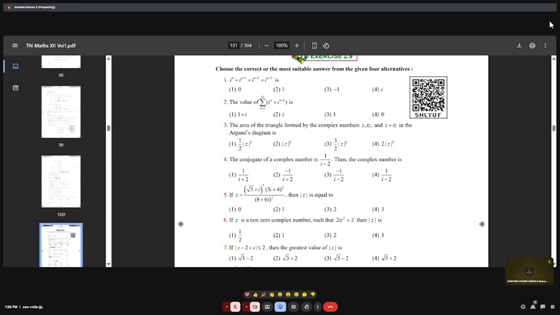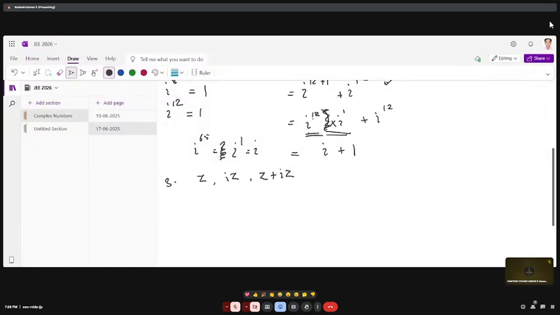Are you able to do it, Vedant, Pranjal? Sir, kindly give me any ideas. The 3 vertices of a triangle are these: Z, iZ, Z plus iZ. So you are requested to find its area.